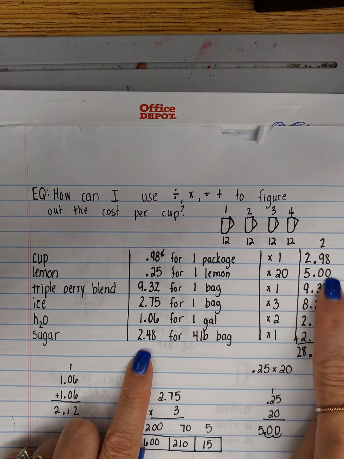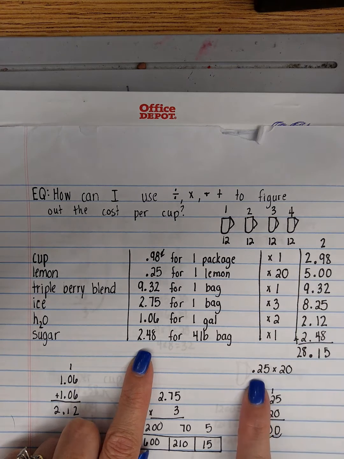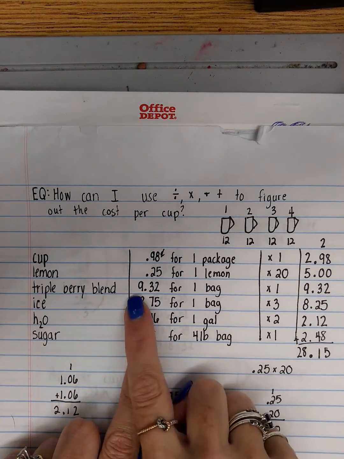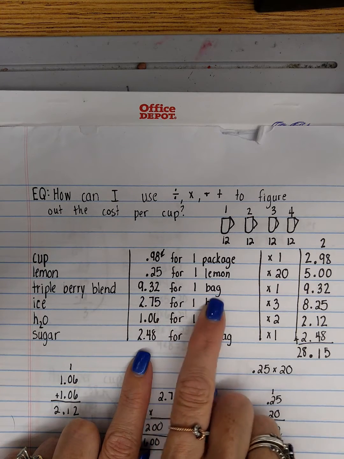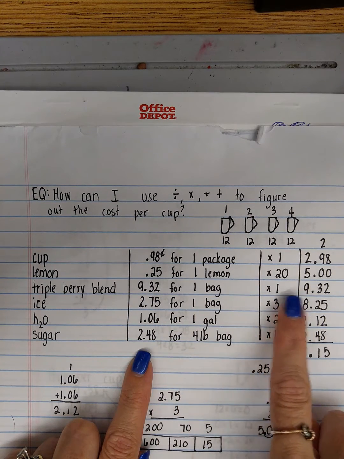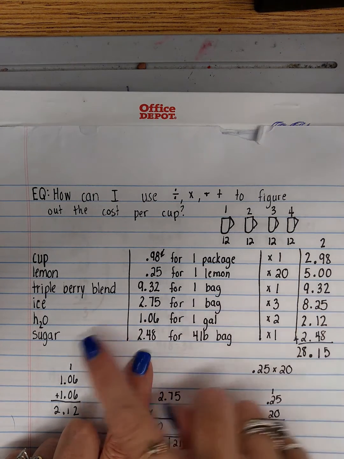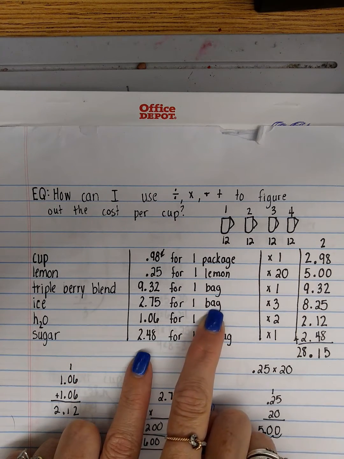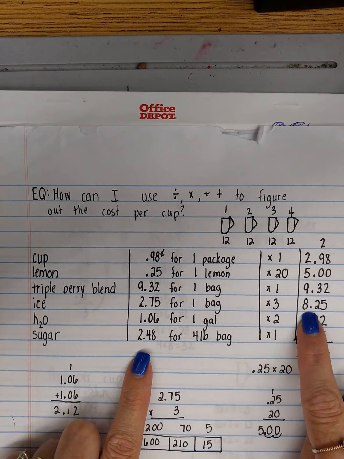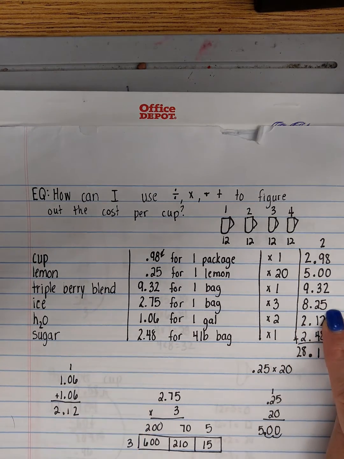I need 20 of them. That's $5. 25 cents times 20 is $5. Triple berry blend, it's $9.32 for 1 bag. I only need 1 bag. 1 times $9.32 is $9.32. Ice, $2.75 for 1 bag. I'd need 3 bags. That's $8.25.